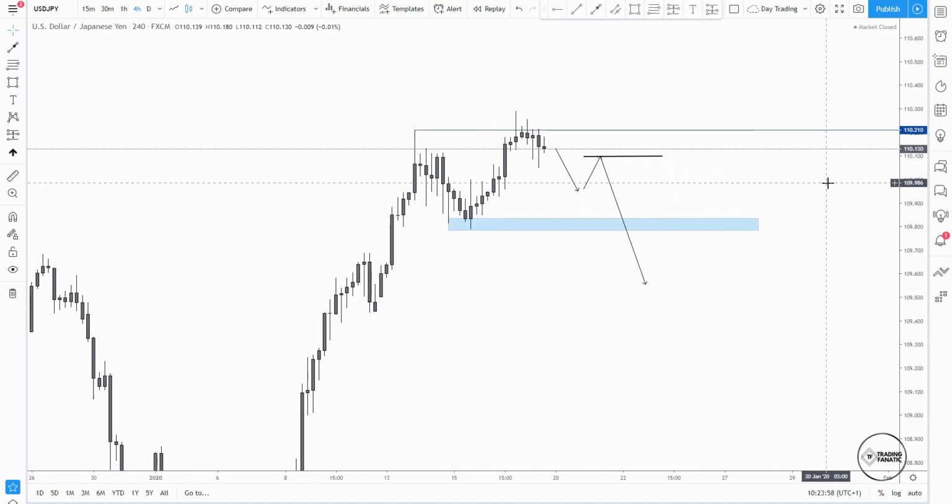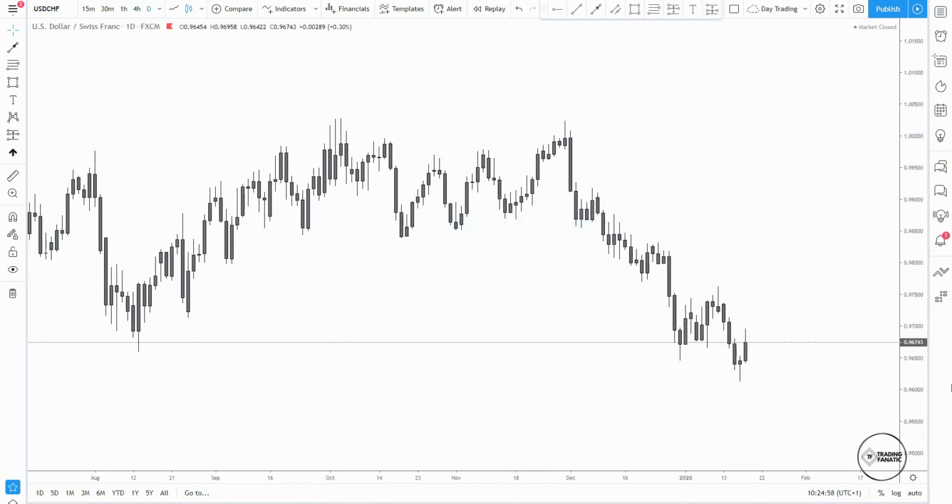So all the Japanese yen pairs are aligning for sells, and if USD JPY starts to push to the downside as well, then we will have the best confluence to trade EJ, AJ, and NJ as well. So let's see what happens with this pair. USD Swiss franc daily time frame.